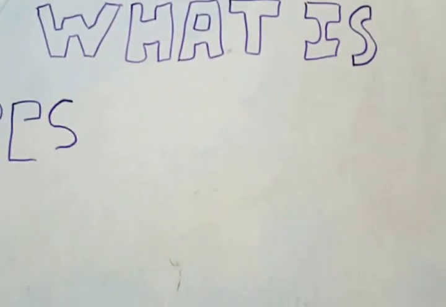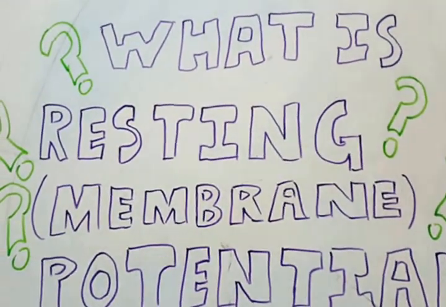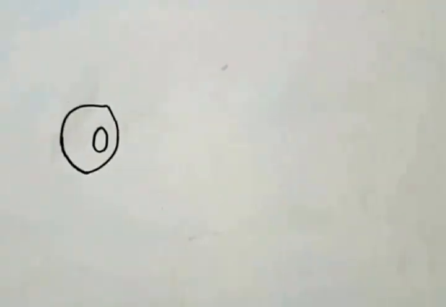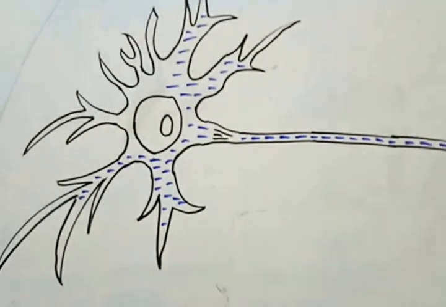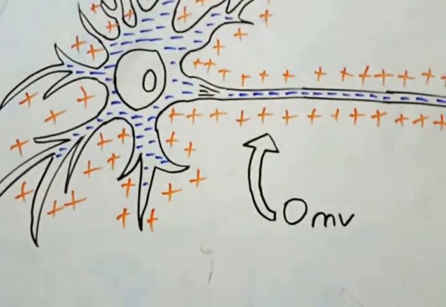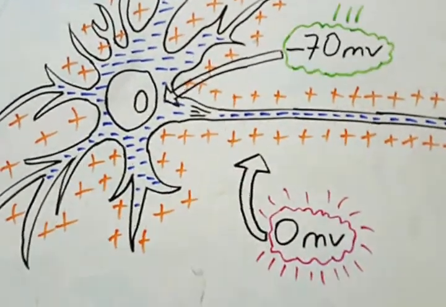So our question for today is, what is resting membrane potential? Let's answer that, shall we? Basically, resting membrane potential is the state where a neuron cell has a charge of 0 millivolts outside of the cell membrane and a charge of negative 70 millivolts inside the cell membrane.